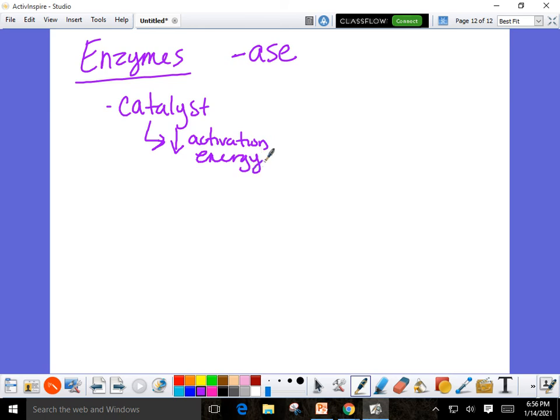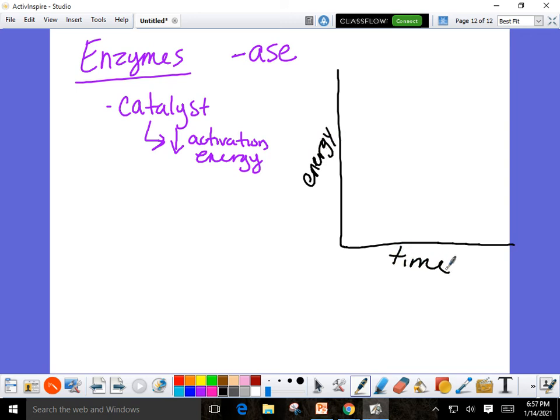Okay, now I'm going to draw a little figure for you. We're on the y-axis here. It is energy. On your x-axis is time. Let's say that we are breaking apart something. So we're going to start with more energy than we end with because we're releasing energy.